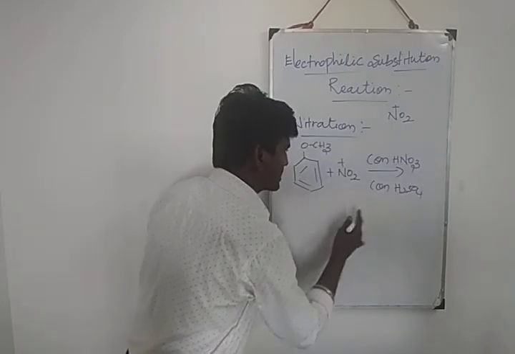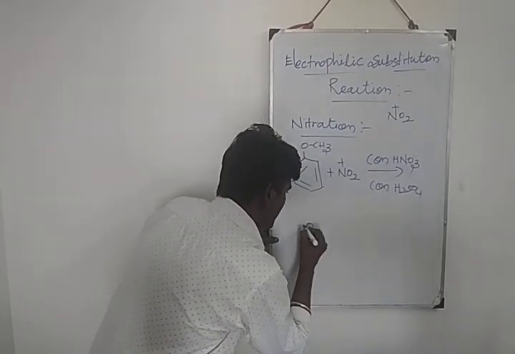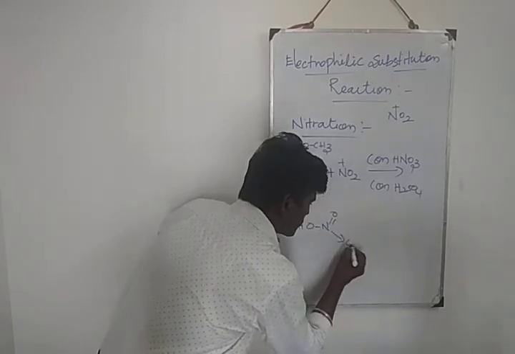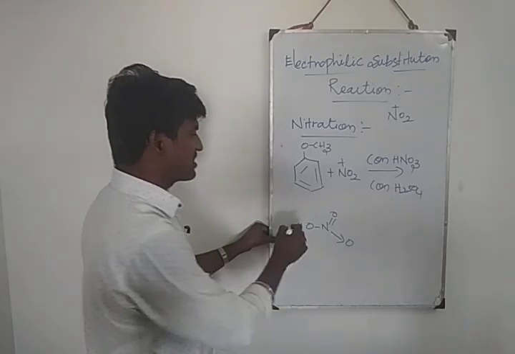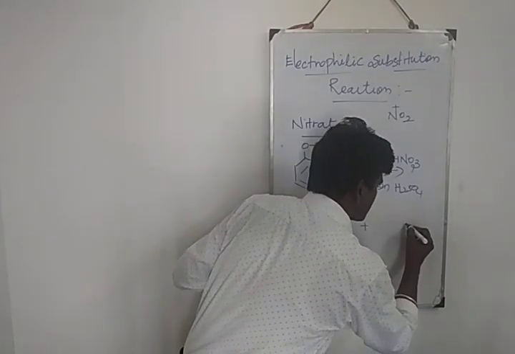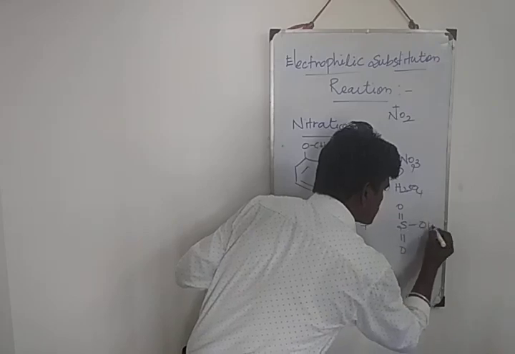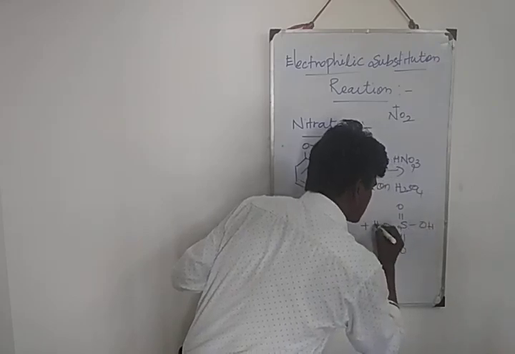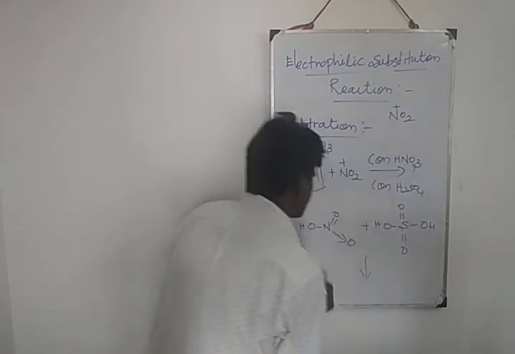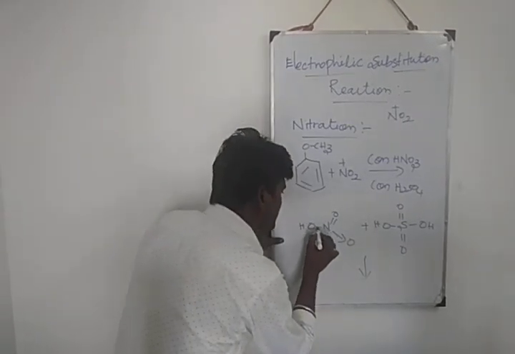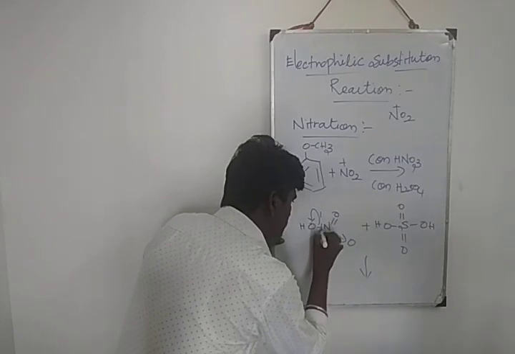I will teach this reaction. HNO3: OH, N, double bond O, coordinate covalent bond O. This is the structure of nitric acid. Sulfuric acid: S, double bond O, OH, OH. This is the structure of sulfuric acid. Compare nitrogen and hydroxyl group. Which one is more electronegative? Hydroxyl group. So here the bond breaks.